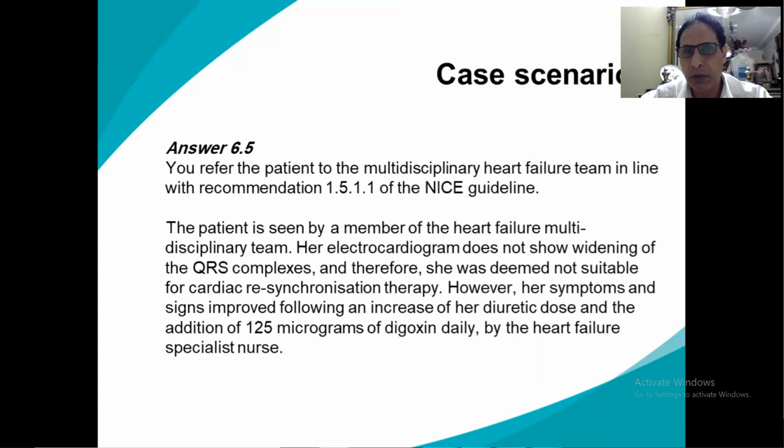Why? Because in such a case, we need advice from the interventional cardiologist, from the cardiac surgeon, and from the echocardiographer. Collectively, we can add knowledge to manage this patient. The patient is seen by a member of the heart failure multidisciplinary team. Her electrocardiogram, ECG, does not show widening of QRS, and therefore she was deemed not suitable for cardiac resynchronization therapy.